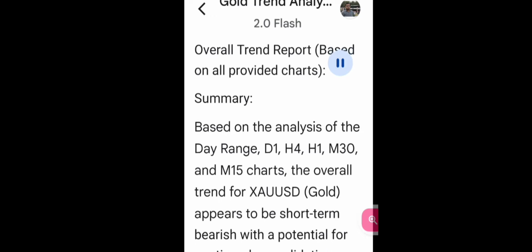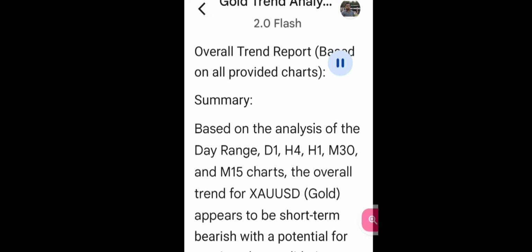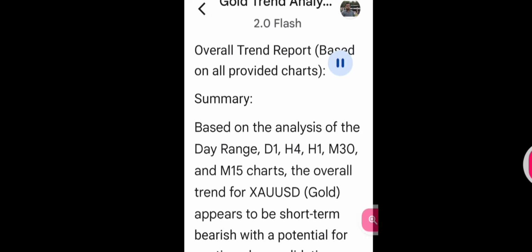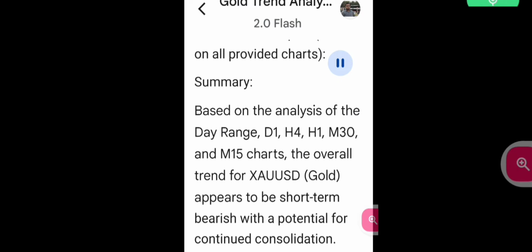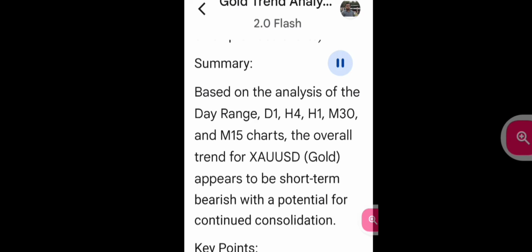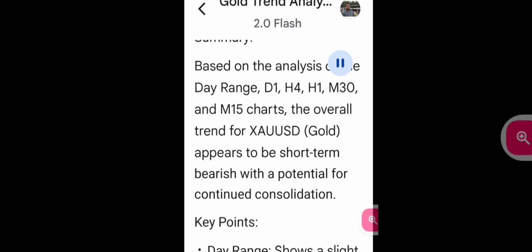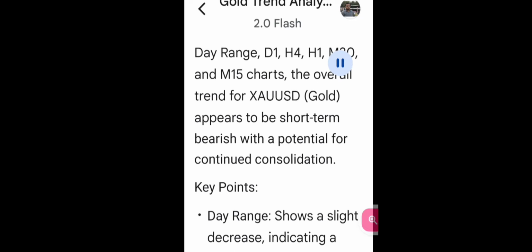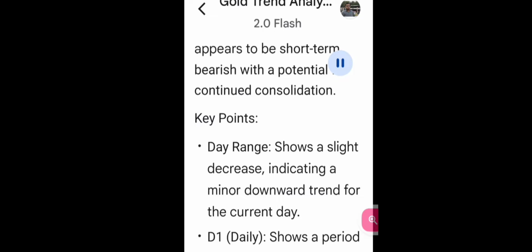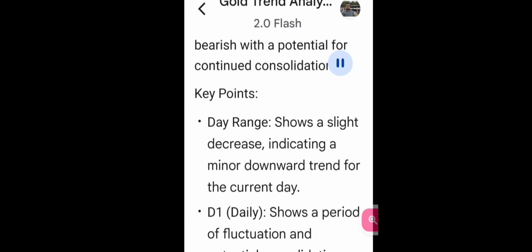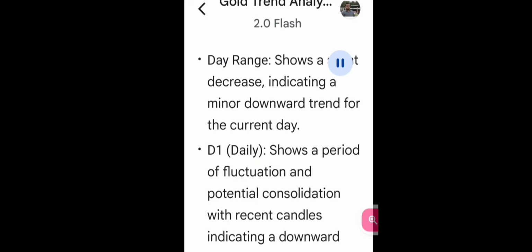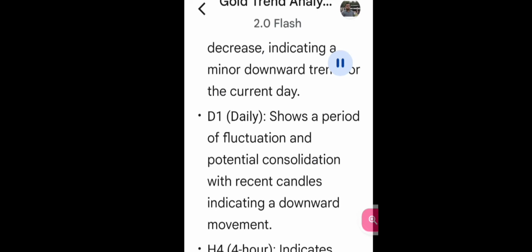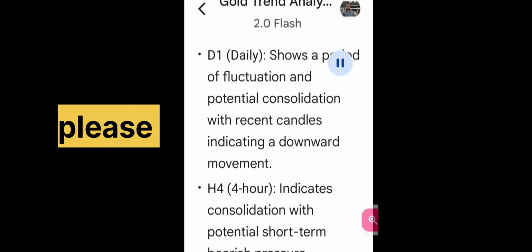Summary. Based on the analysis of the day range, D1, H4, H1, M30, and M15 charts, the overall trend for XAUUSD Gold appears to be short-term bearish with a potential for continued consolidation. Key points. Day range shows a slight decrease, indicating a minor downward trend for the current day. D1, daily, shows a period of fluctuation and potential consolidation with recent candles indicating a downward movement.